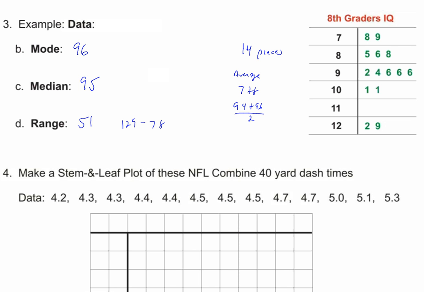Okay, so on 3, give me your mode. Here we go. 1, 2, 3. 96. It is a 96. On 3, give me your median. 1, 2, 3. 96. It is not 96. On 3, give me your range. 1, 2, 3. 51. 51 is the range.